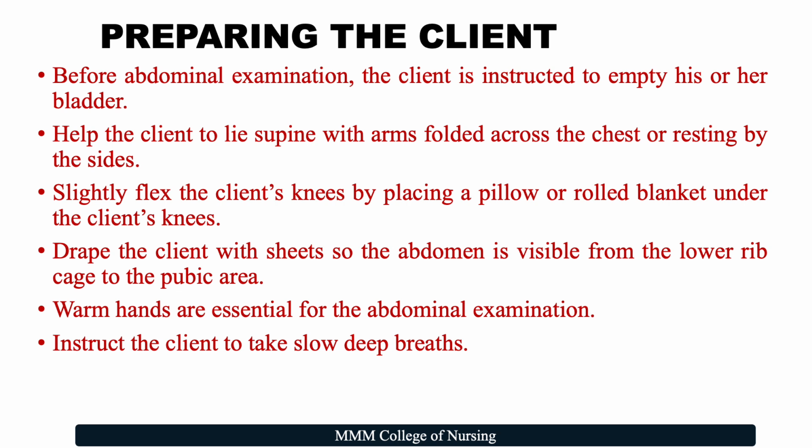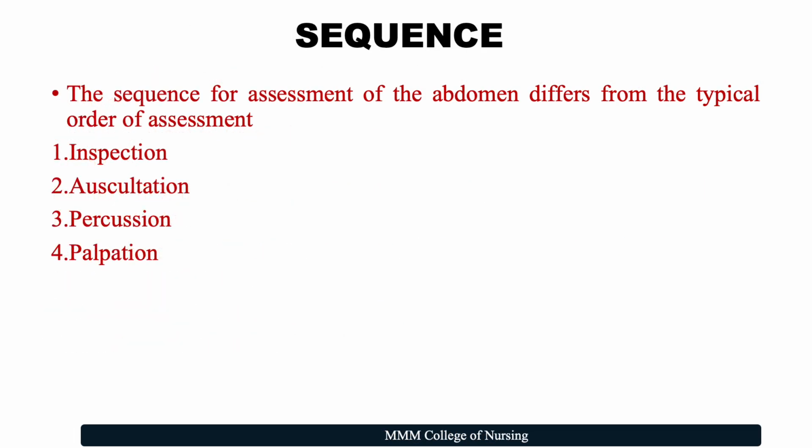Drape the client with sheets so the abdomen is visible from the lower rib cage to the pubic area. Privacy is essential. Warm hands are essential for the abdominal examination. Instruct the client to take slow, deep breaths during the examination process. The following is the sequence of abdominal examination. This differs from the typical order of assessment: inspection, auscultation, percussion and palpation.